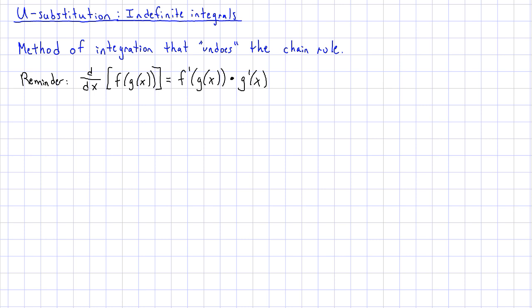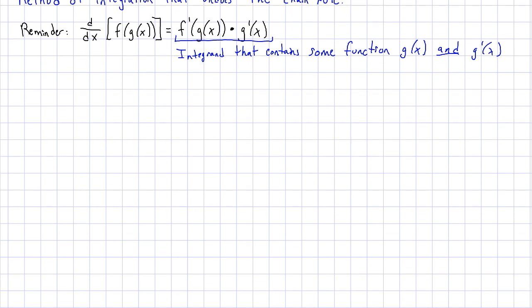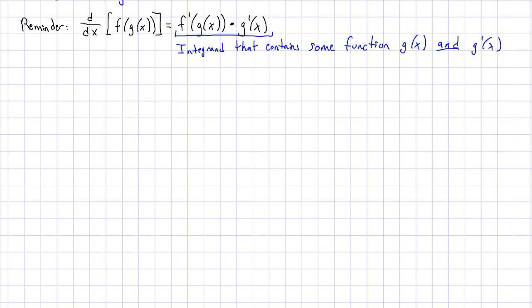So u-substitution really undoes that. We are looking for an integrand that contains some function g of x and its derivative g prime of x. That's what we're looking for when we're trying to see if u-substitution will work. Let's jump in, because sometimes example problems are the easiest way to start learning these problems. So let's begin with the following example.